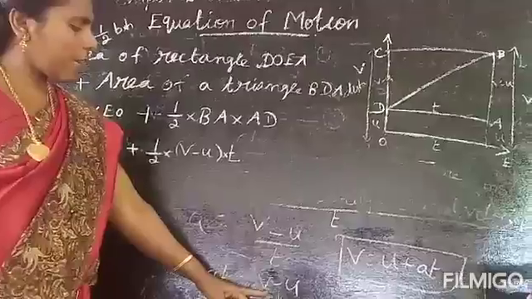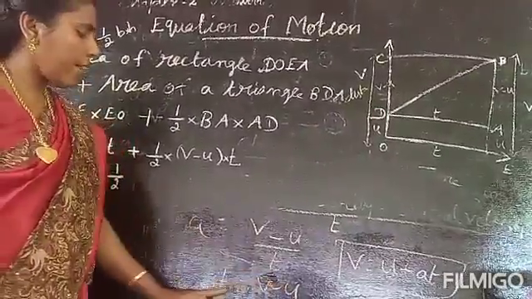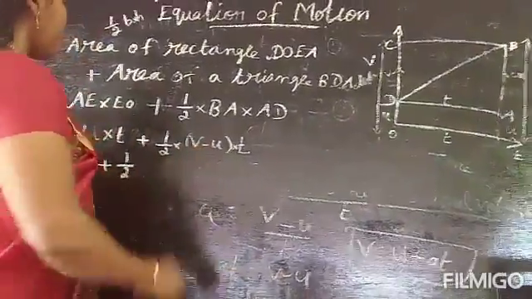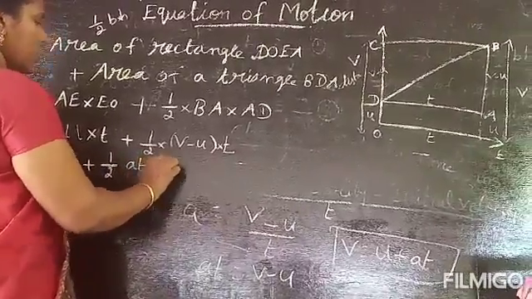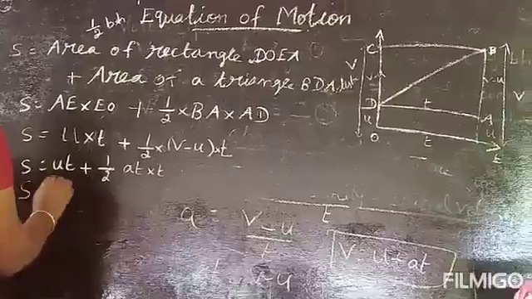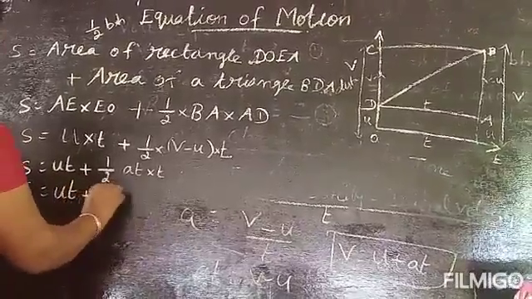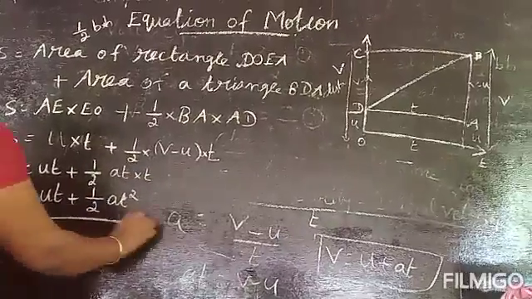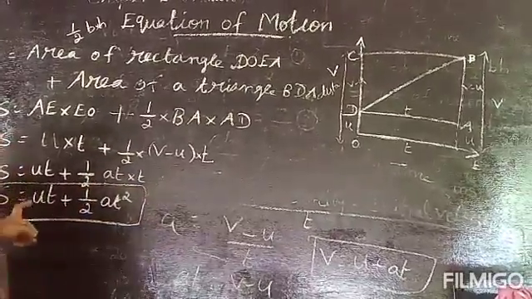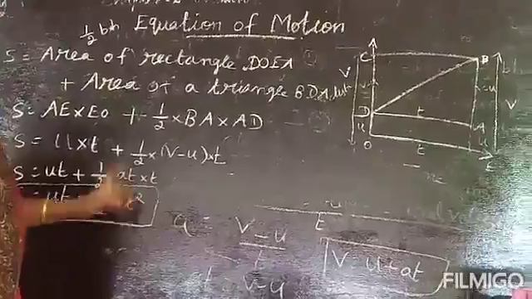See, the first equation we have derived now: V minus U is AT. So instead of V minus U, we have to write AT into T. So next, S equal to UT plus half AT square, T into T, AT square. So we have derived the second equation also. S equal to UT plus half AT square.